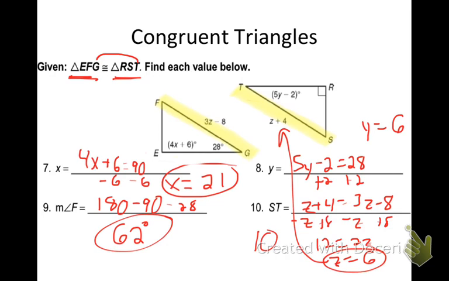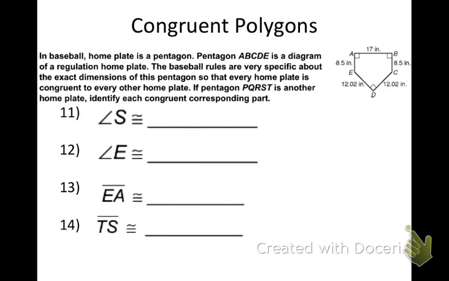Okay, so I can use the congruency parts there to work through and find missing angles or missing sides. All right? Try these 4 on your own.